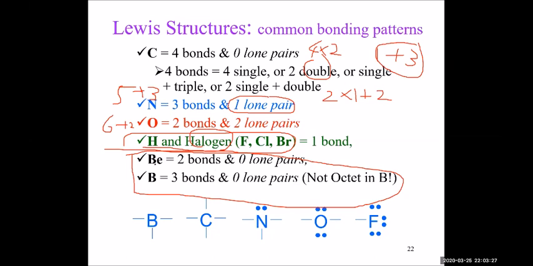For our class, you don't need to deal with the beryllium and the boron because they are exceptions. They are not following the octet rule. So I'll leave it just like this. I will not ask any questions.